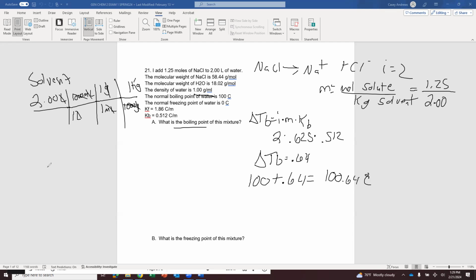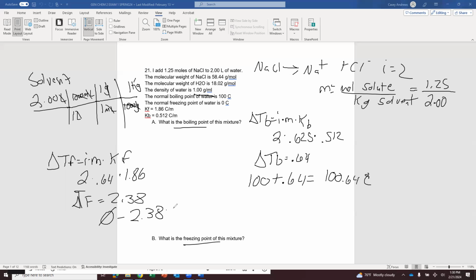Now, freezing point is the same calculation, but you just have a different constant. You have a Kf. So it's just the same numbers. So i is 2. Molality is 0.64. Kf is 1.86. 1.86 times 0.64 times 2. Delta TF is 2.38, but I want the actual freezing point. So what you do is you take your normal and subtract your delta TF from it. So my freezing point is negative 2.38.